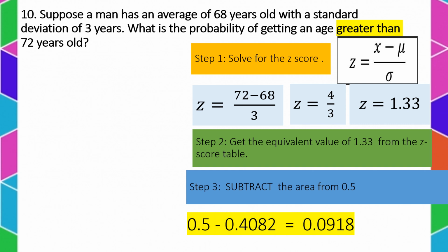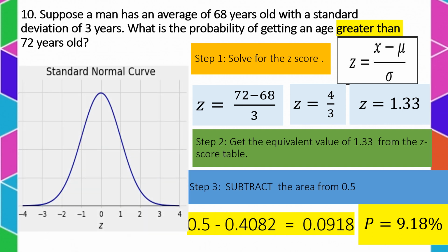So, if you notice, 9.18% lang ang probability. So, the probability is equal to 9.18% or 0.0918. So, how are you going to graph this? Saan tayo mag-graph? Siyempre, balik ka dun sa z-score mo. Our z-score is 1.33. So, where is 1.33 in the graph?